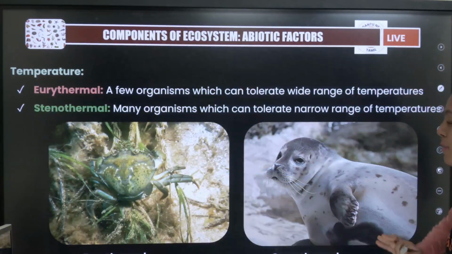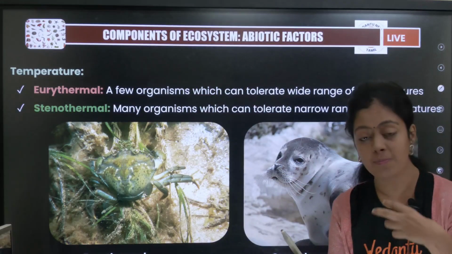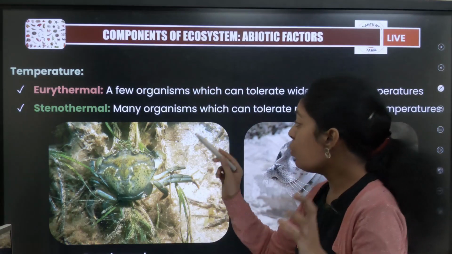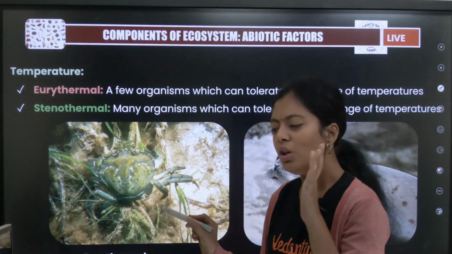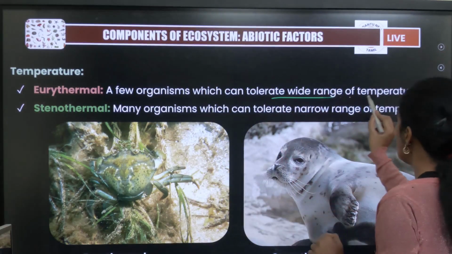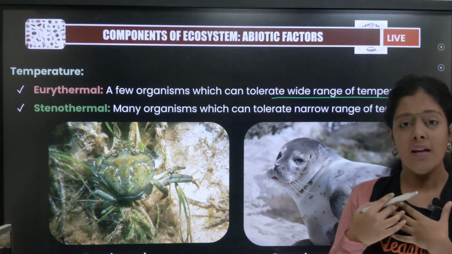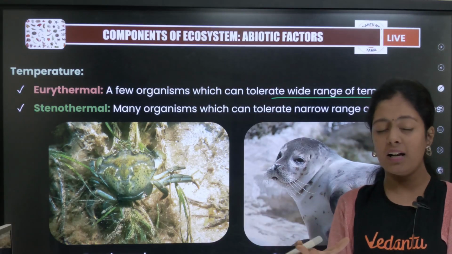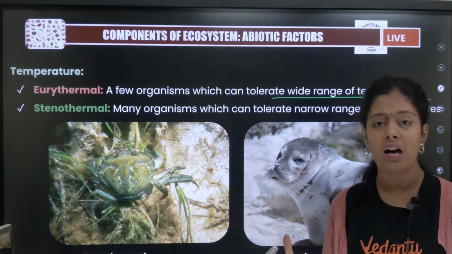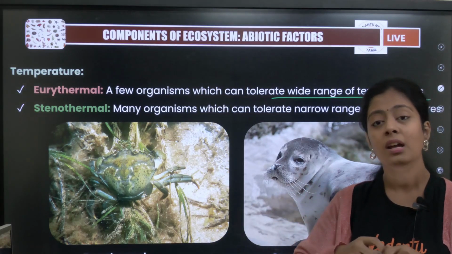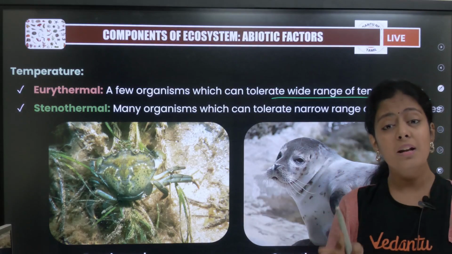Now we are going to see two kinds of organisms based on temperature: eurythermal and stenothermal. What is eury? They can tolerate a wide range of temperature. For example, human beings. We live in the hottest deserts, correct? Humans still survive, whether in the Sahara Desert or the Thar Desert, in the hottest places of the world.